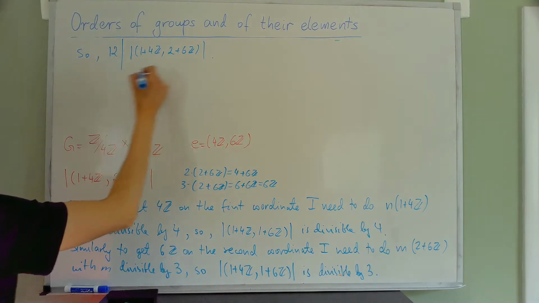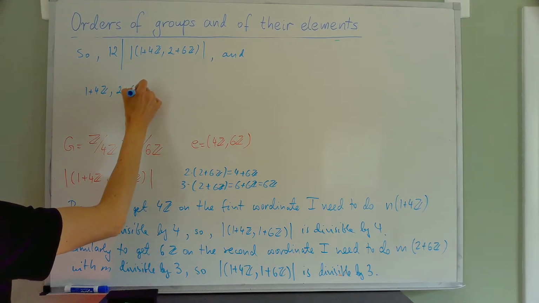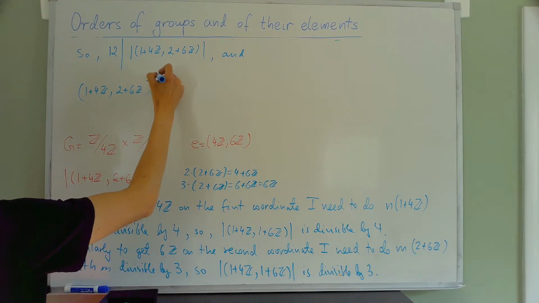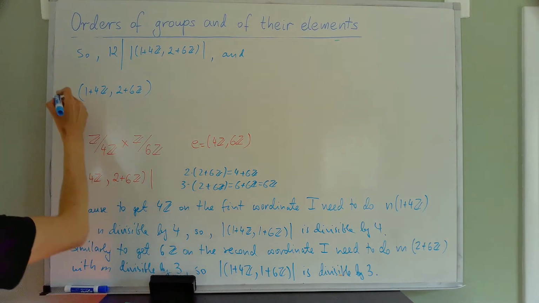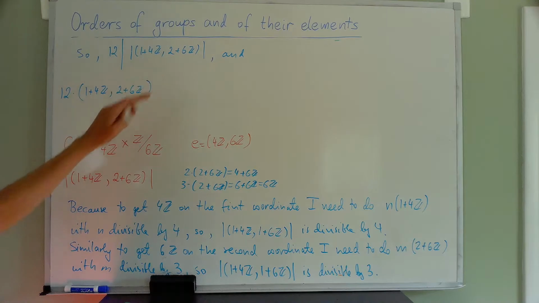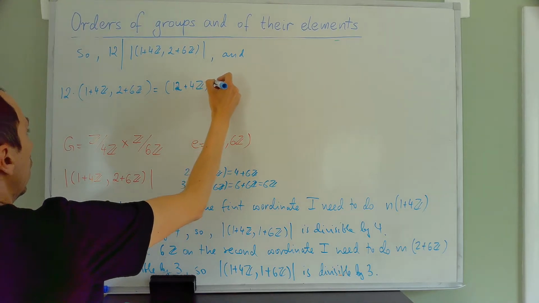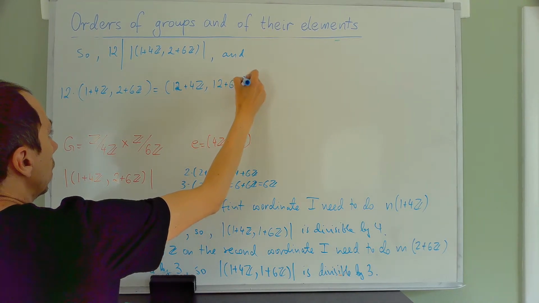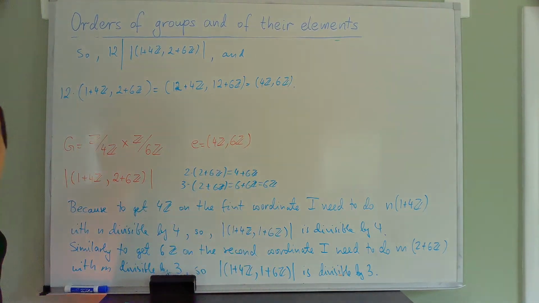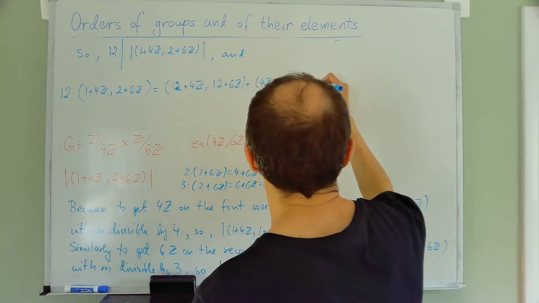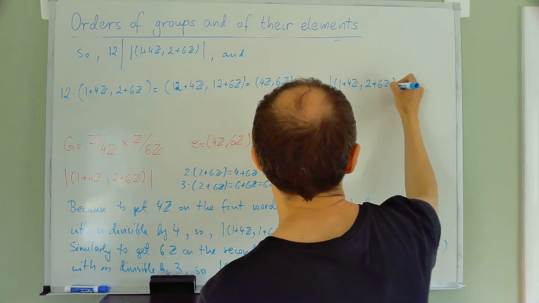Let's check. If I do that, because it's addition on both coordinates, we get 12 plus 4Z, 12 plus 6Z. Oh, but that's 4Z, and that is 6Z. So I did get the identity. So I know that the order of 1 plus 4Z, 2 plus 6Z is 12.